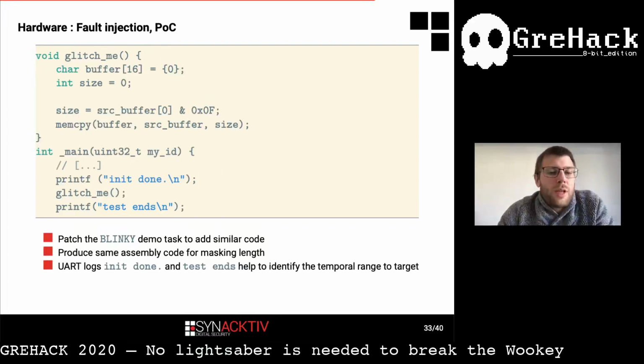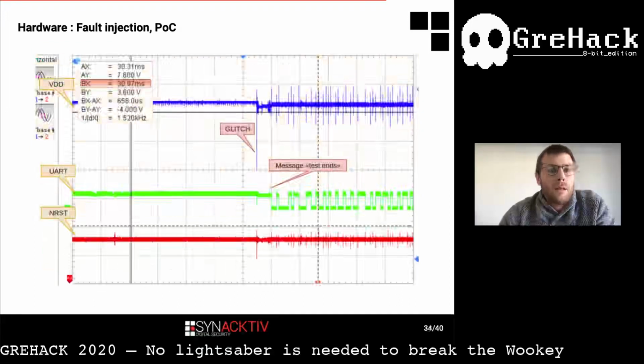And to synchronize our fault injection, we added some logs on the UART to be able to see when we have to inject the fault. So here you can see the test and message on the UART, and we have to inject a fault just before this message. Here in blue you can see the voltage and the glitch injection.